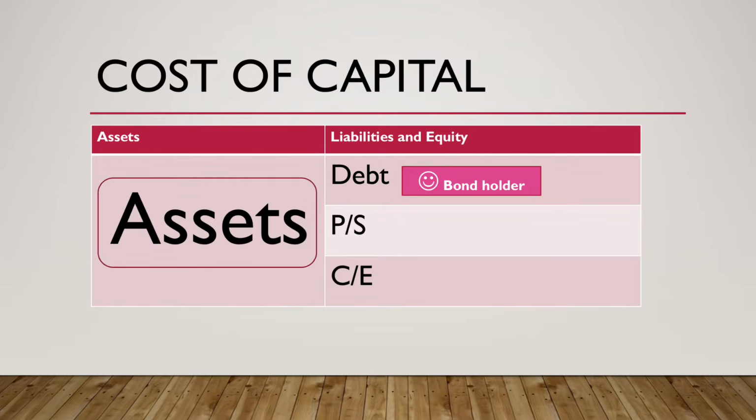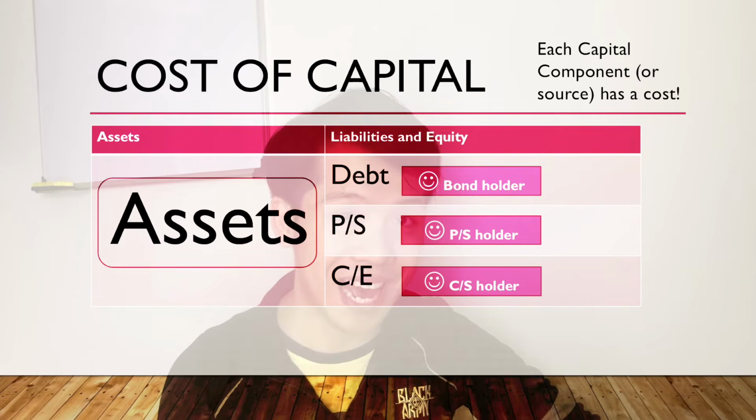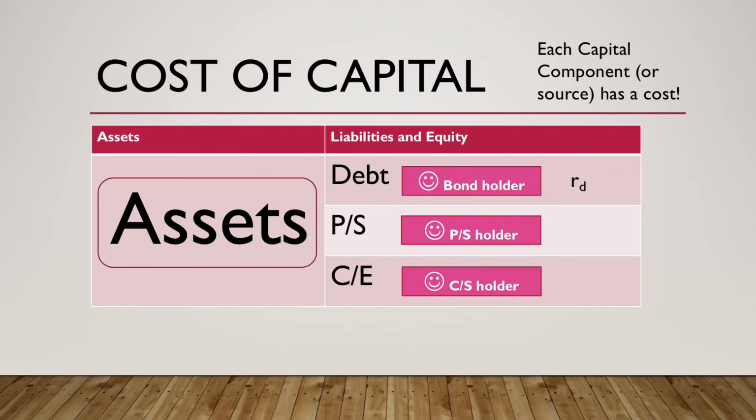Debt generally comes from bondholders, preferred stocks from preferred stockholders, common equity from common stockholders. Each capital component has a cost. We use R to denote such a cost. Hence, the cost of debt is R sub D, cost of preferred stock is R sub P, cost of common equity or common stocks, R sub S.